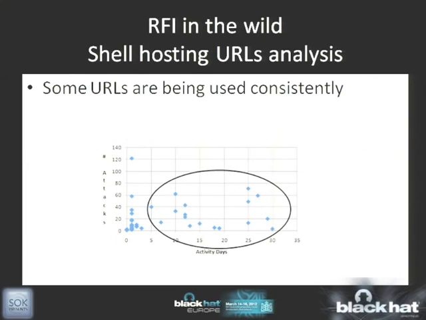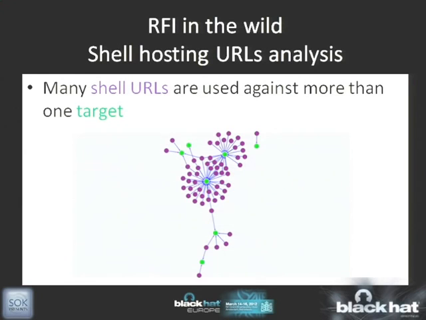This time, each point symbolizes the use of a URL, and some URLs are being used for more than 30 days with the same hosted code, so some of them are really consistent. Again, this time the shell URLs are in purple and the targets are green, and we see that some shells are being used against more than one target. And again, this is on the limited set we have.